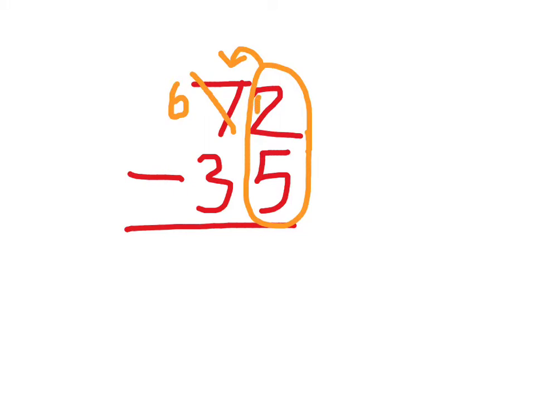Take some time now and copy that down. Make sure you've got it all written up correctly. Now we can do 12 take away 5. What's the answer to 12 take away 5? That's right, it's 7. So now we can move into the tens house.